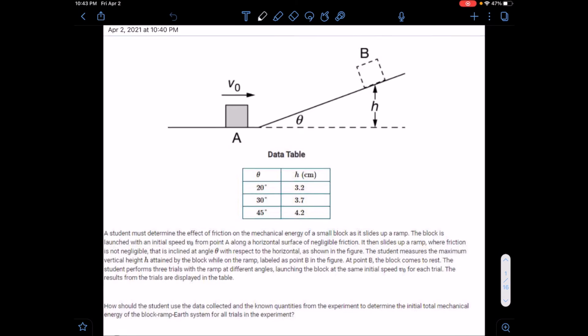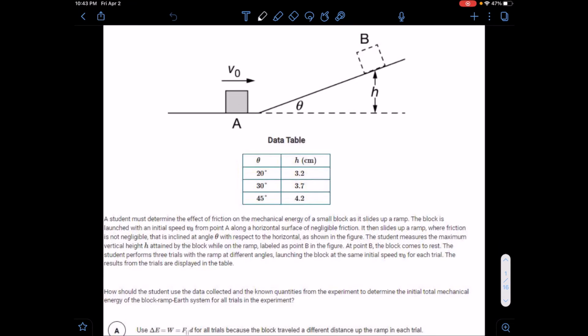Well, first thing we can notice is that this is certainly a wordy question. And so let's break it down. I think that's the best way to go about this. So it's launched with an initial speed v initial. It slides up a ramp where friction is not negligible. The horizontal surface is of negligible friction. The student measures the maximum vertical height attained by the block while on the ramp, labeled as point B. At point B, the block comes to rest. The student performs 3 trials.